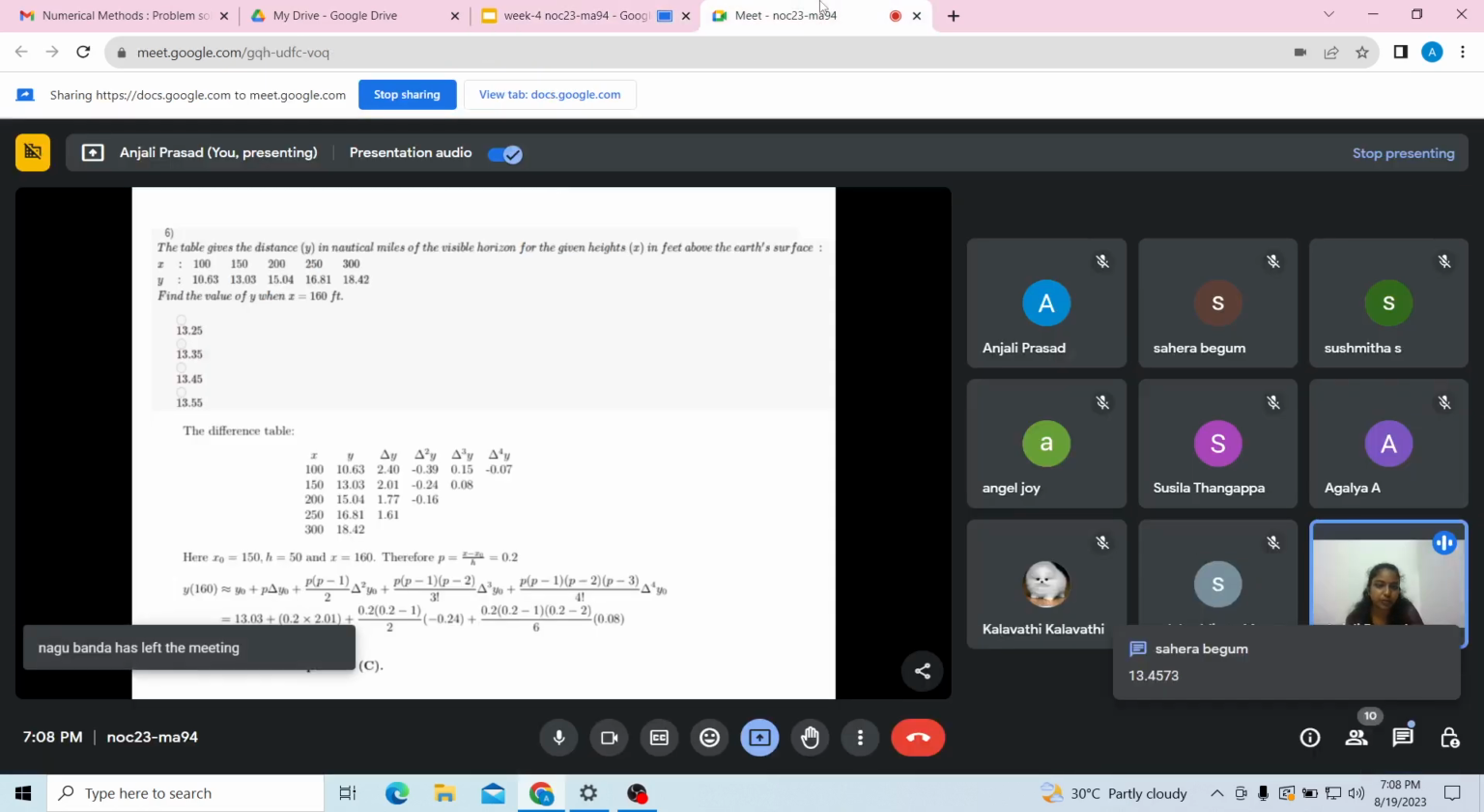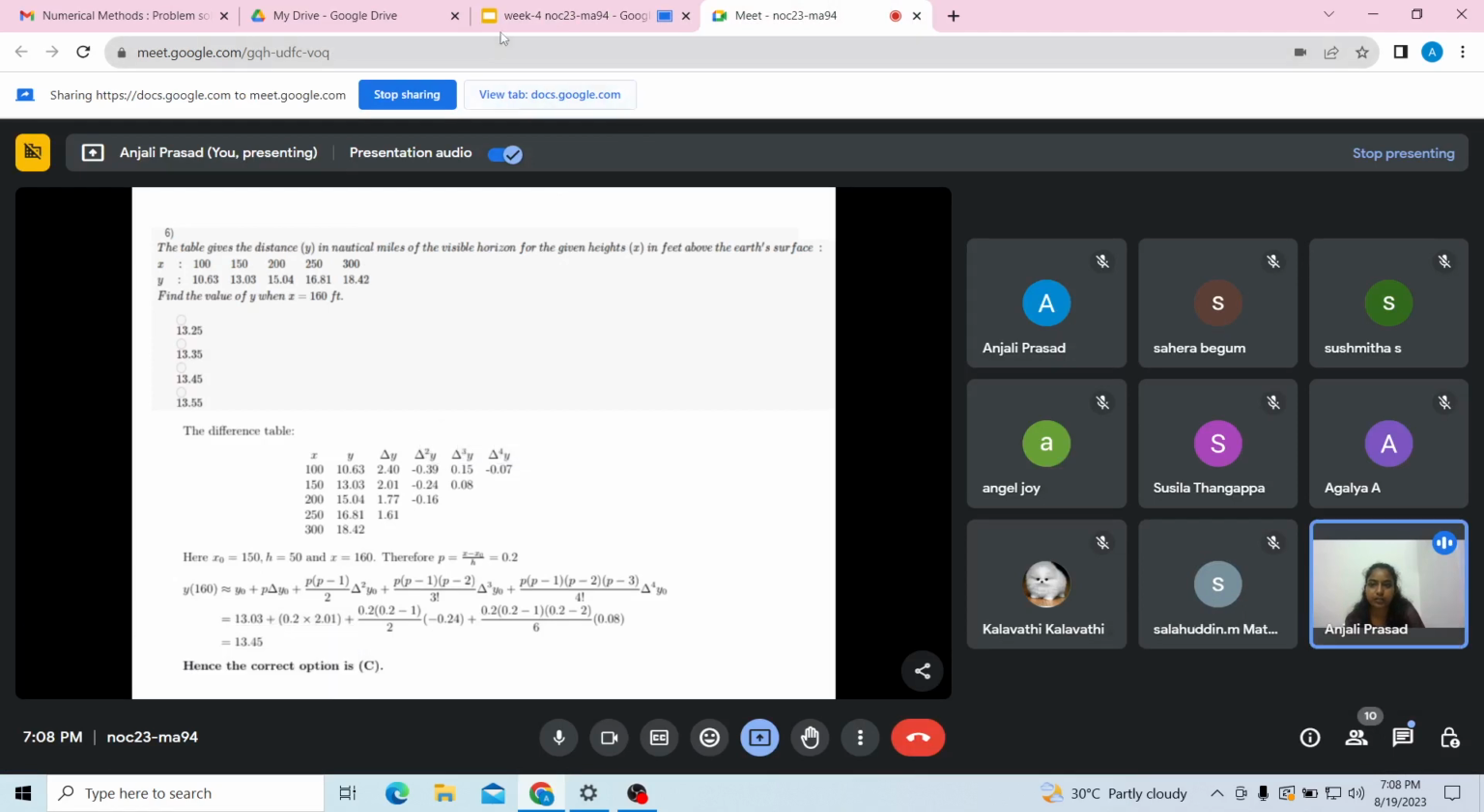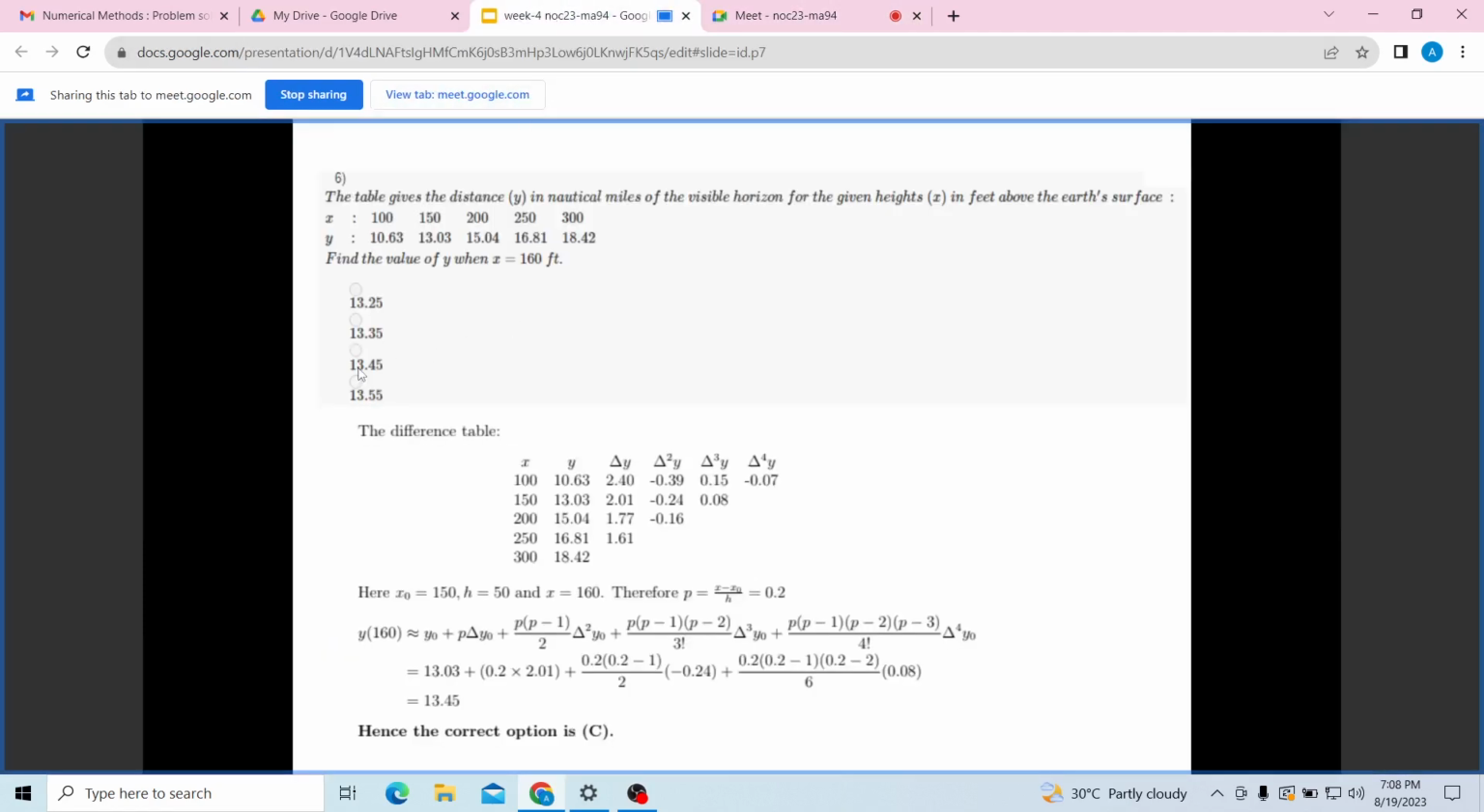Now you have to calculate the value, yes, 13.4573, right? So you can approximate it and you'll get 13.45. Now when you calculate the fourth difference, then you'll get 0.08 minus 0.15, that will give you minus 0.07, right? So now the forward difference table is with you.